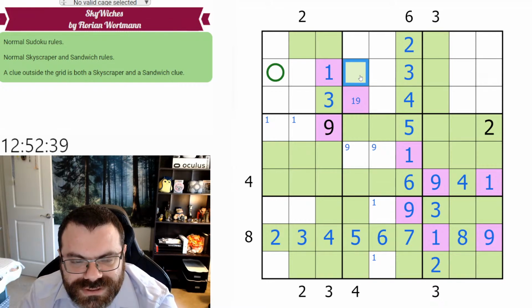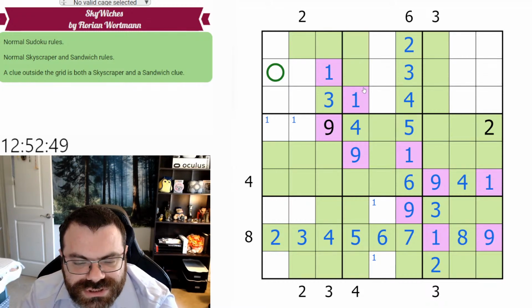Ah, but this can't be a 4. So this is the 4, and this is the 9, and this is the 1. So we have sandwich goodness there. There's a 9 up here somewhere. The 1 is placed here. This is green.